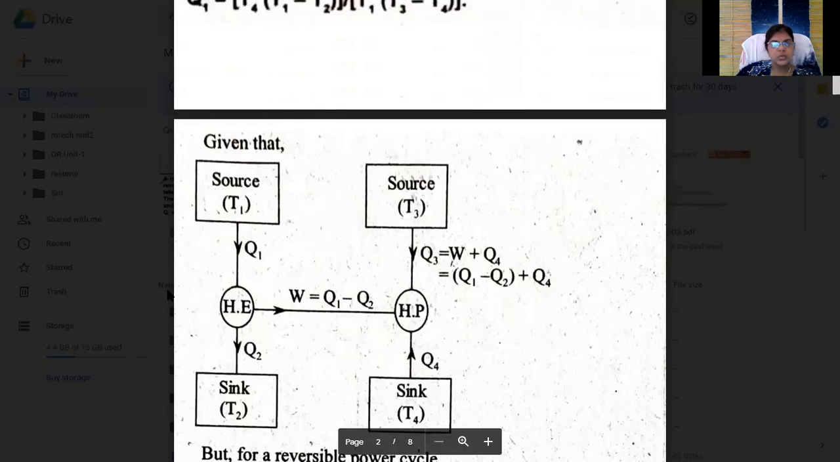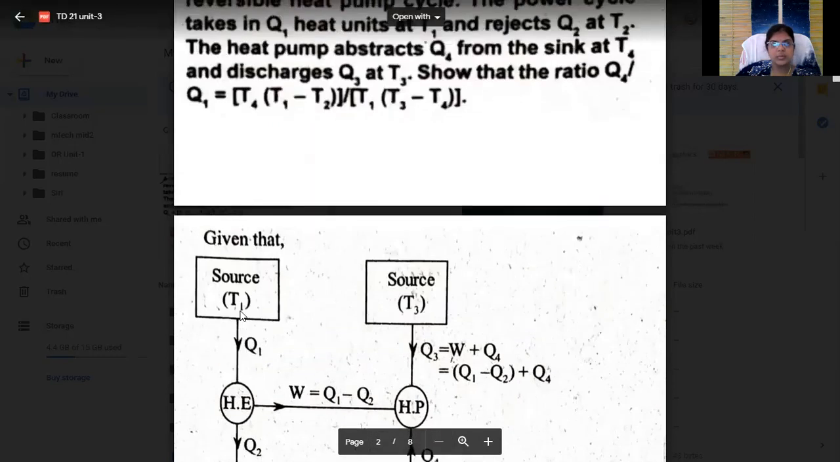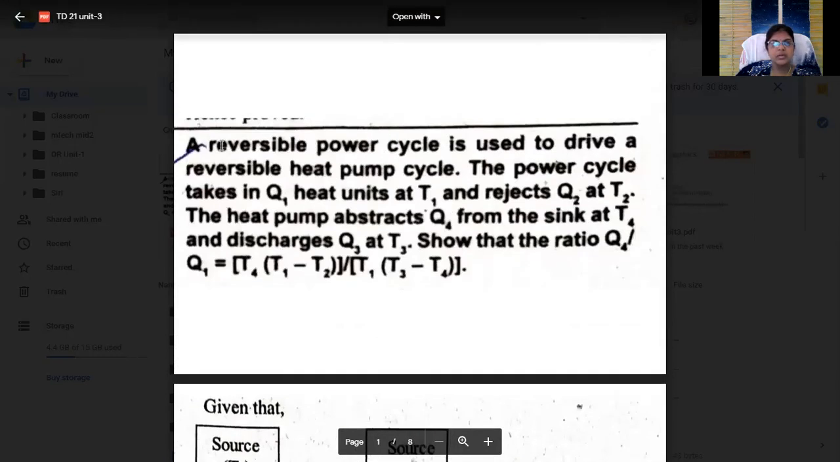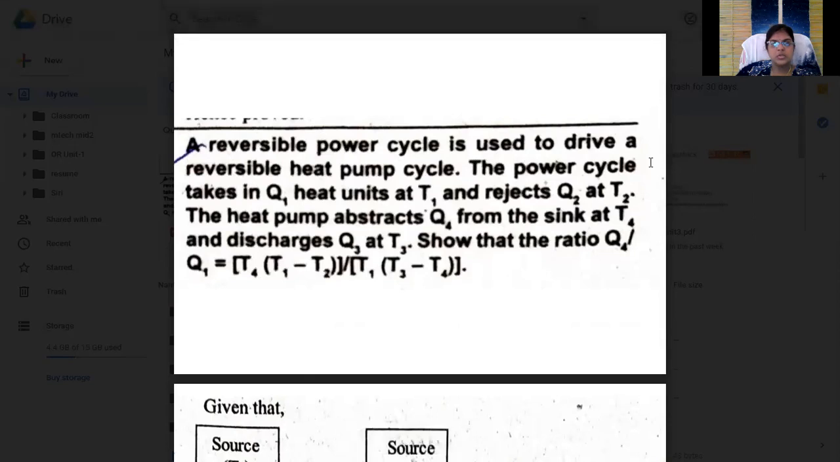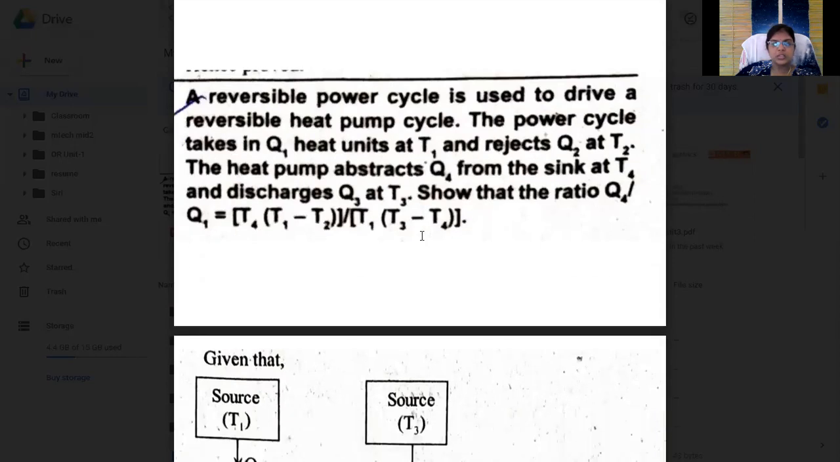First of all, we are using a heat engine from the above matter. The reversible power cycle is used to drive a reversible heat pump cycle. The power cycle takes in Q1 heat at temperature T1 and rejects Q2 at T2. The heat pump abstracts Q4 from the sink at T4 and discharges Q3 at T3. So show that the ratio.